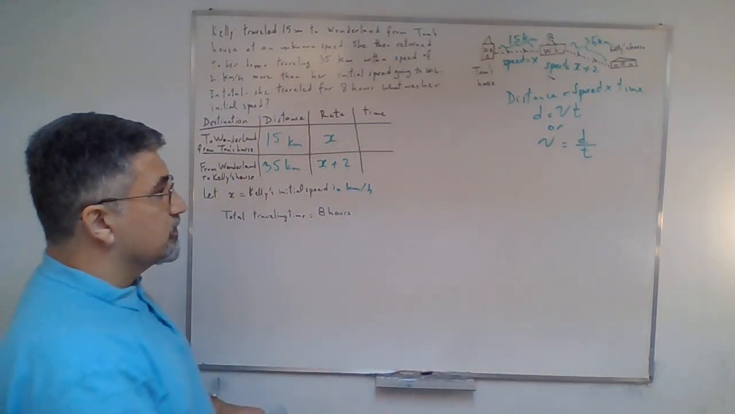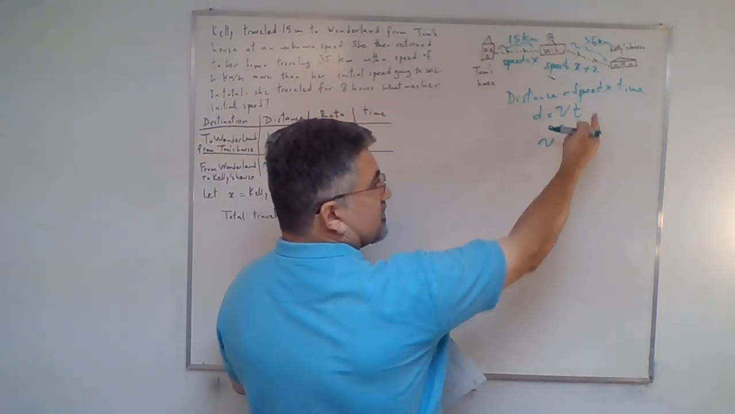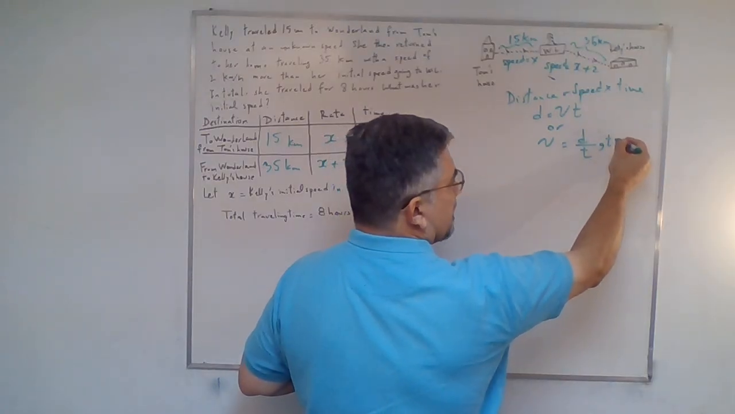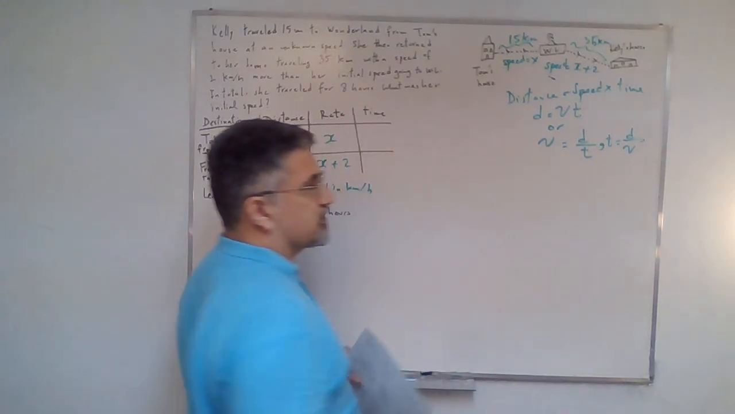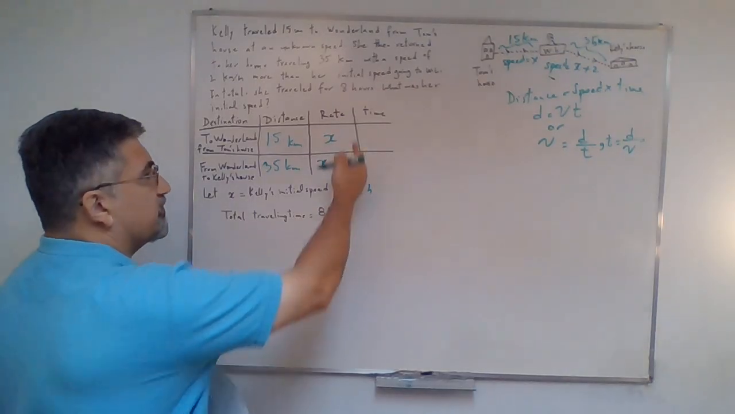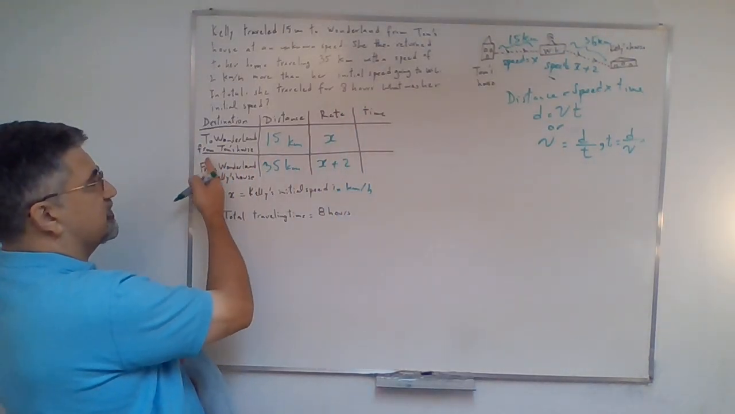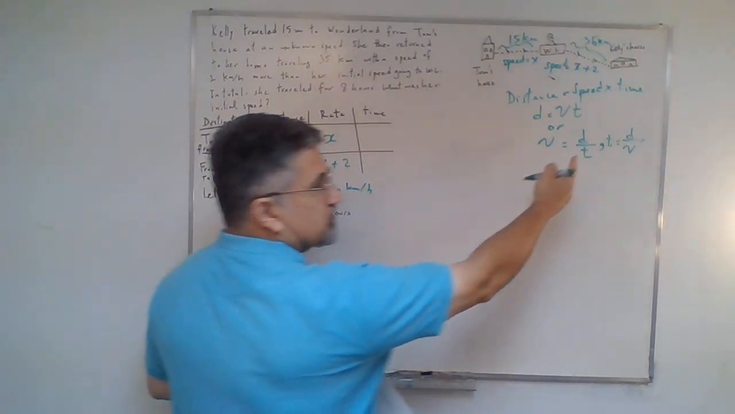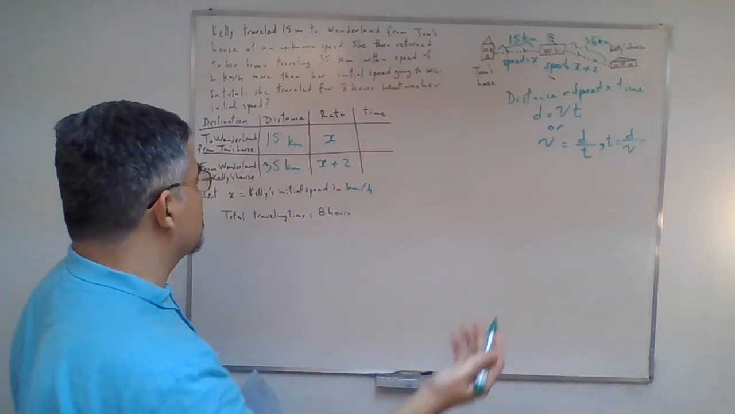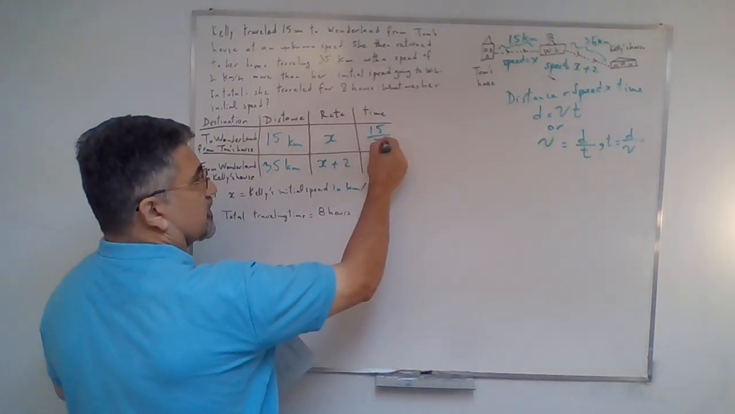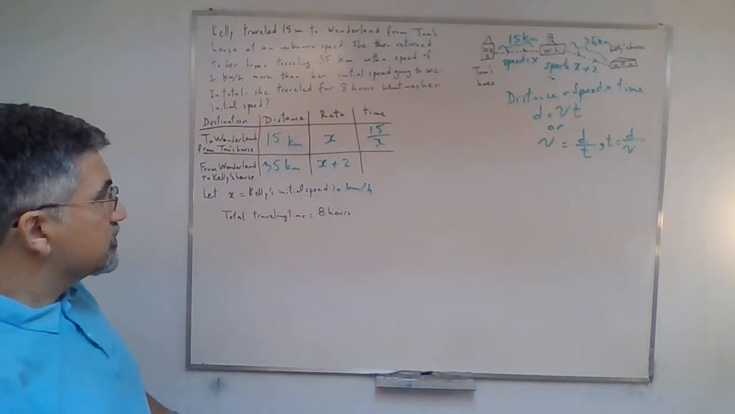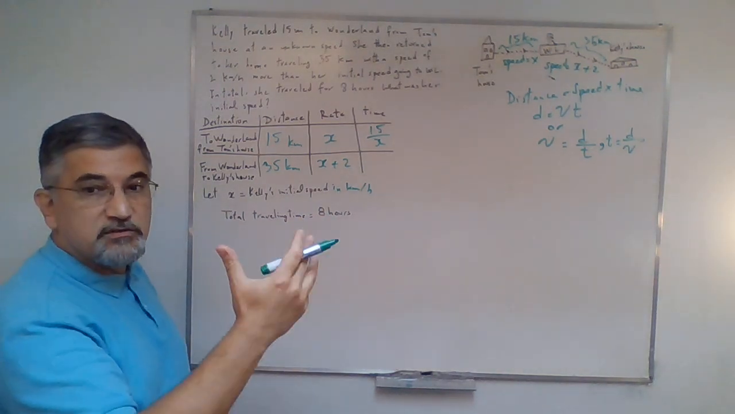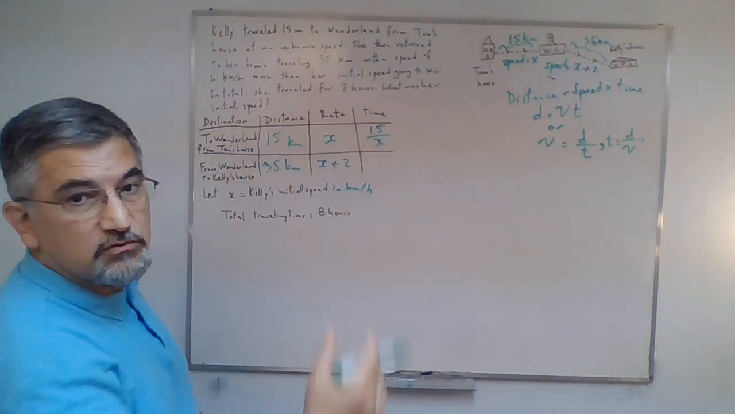And the time: we know that distance is speed times time, or speed is distance divided by time. But if you want to solve for time, that's going to be distance divided by speed. So if you want to find the time from Tom's house to Wonderland, then you have to divide the distance traveled by the speed. The distance was, of course, 15 kilometers, and the speed we assumed to be x. So 15 over x is the rational expression that represents the traveling time from Tom's house to Wonderland.